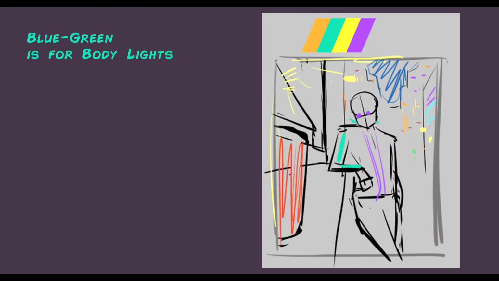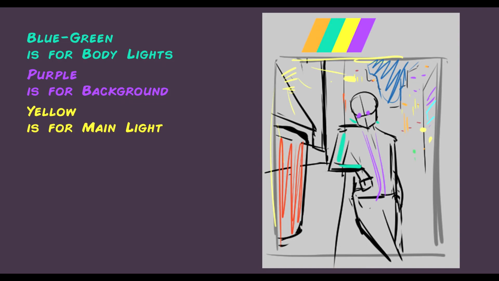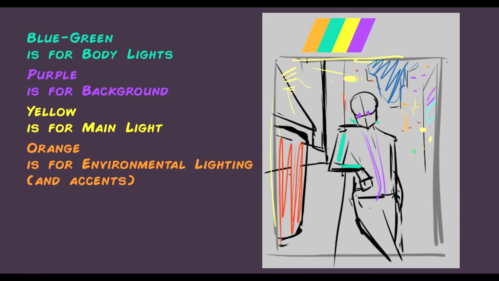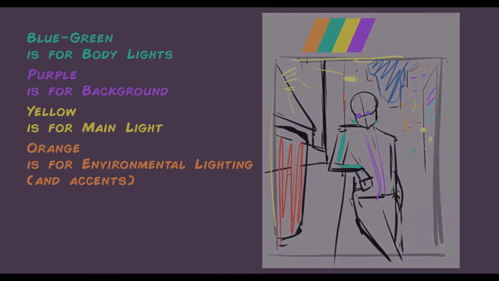Blue-green is for body lights, purple is for the background, but of course it is a city, so you can add some random colors to it. Yellow is the main light, and orange is for some environmental lighting. The original plan was supposed to be on the front window of a booth, maybe a ramen booth, but I ended up with something else, so we'll see what I come up with. You can also change it later on if you feel something is off, but make sure to adjust it correctly, keeping the balance of the main subject and the background.